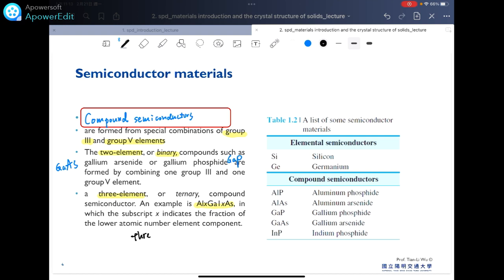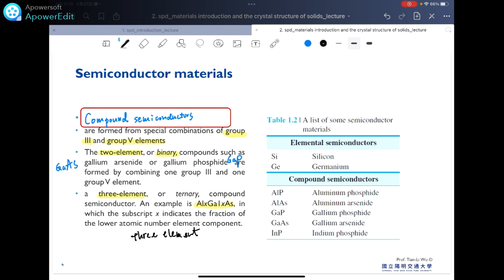Yes? Do we need to memorize the full name of this compound? Full name, what do you mean by full name? For example, the English name, do we need to memorize aluminum...? No, you don't need it. You don't need to remember the name. The focus of this class is not the name, it's the physics behind. Knowing only the abbreviations is enough.